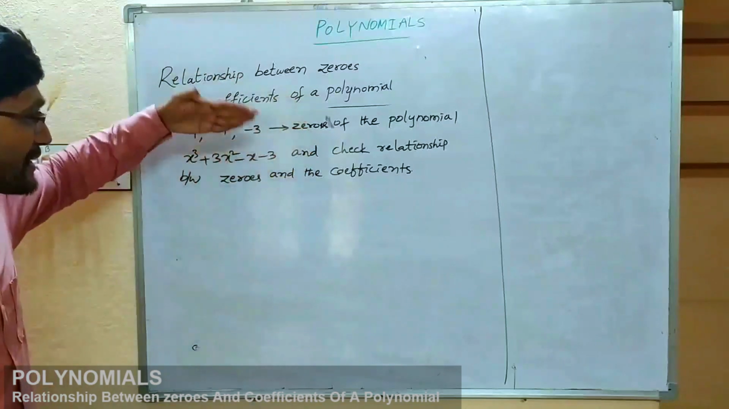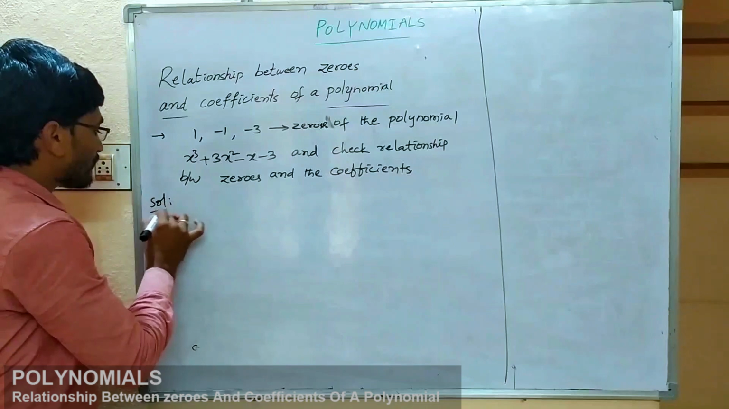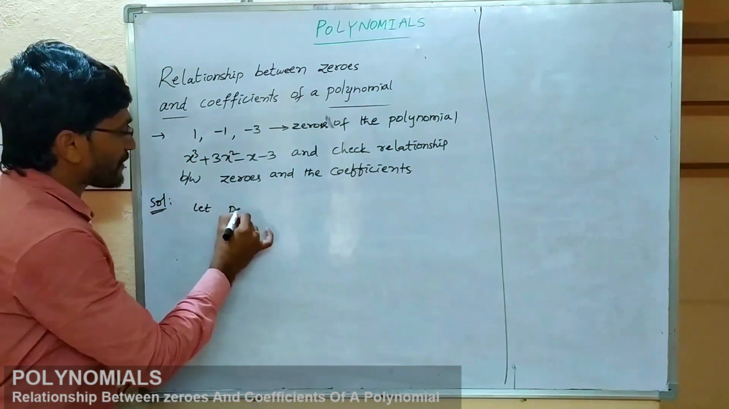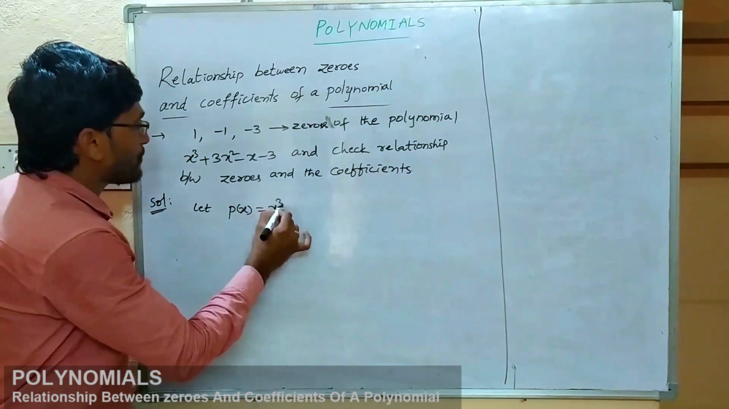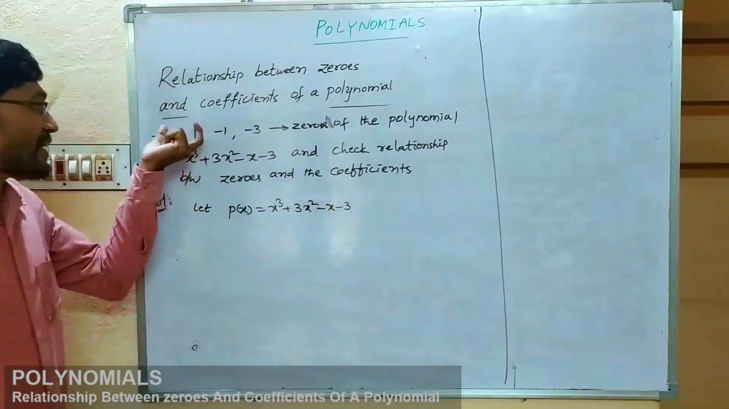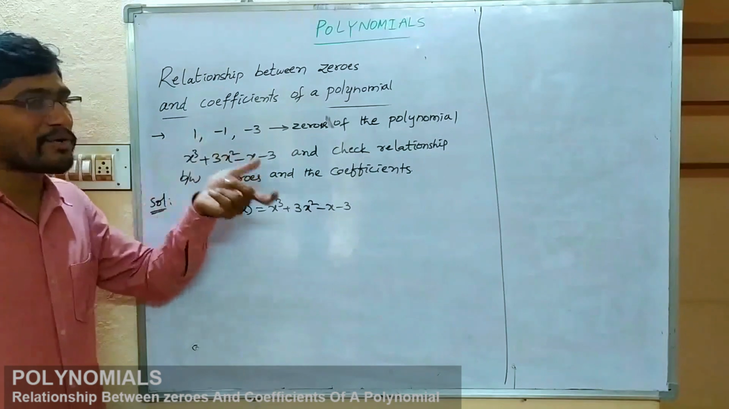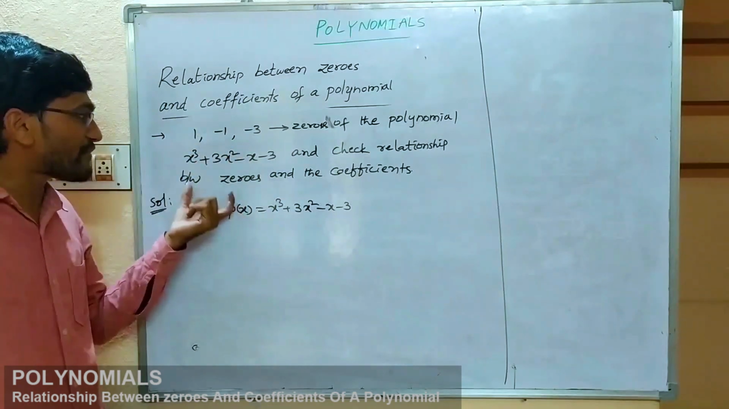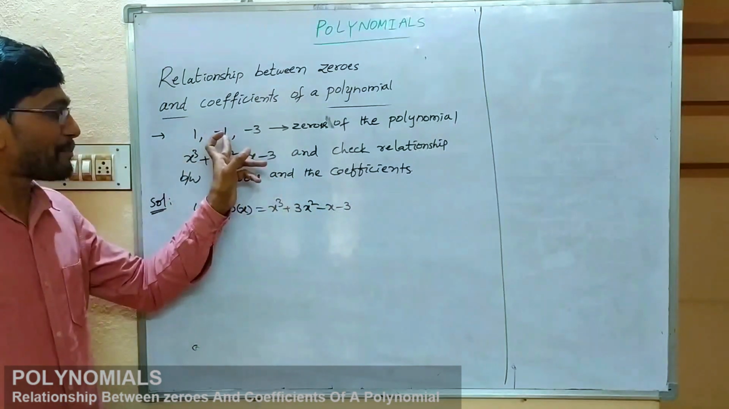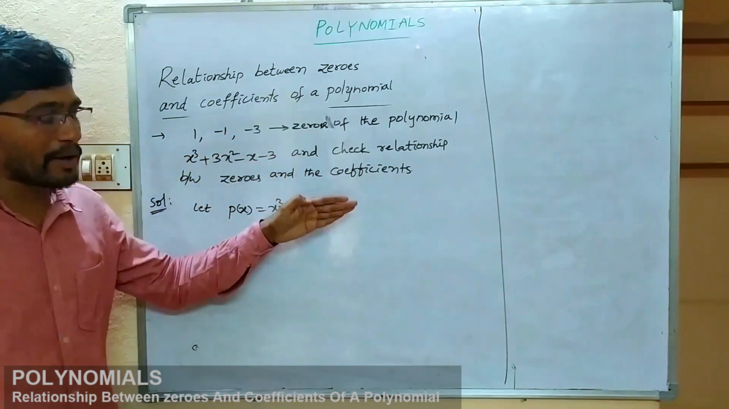If they give this type of problem, how can we calculate? First we assume this polynomial as p of x. Let p of x is equal to x cubed plus 3x square minus x minus 3. How can we verify 1 is a zero of this polynomial? If we get the remainder equal to 0, that means p of 1 equals 0, then we say that 1 is the zero of this polynomial. If we get p of minus 1 equal to 0, then we say that minus 1 is a zero of the polynomial, like that.